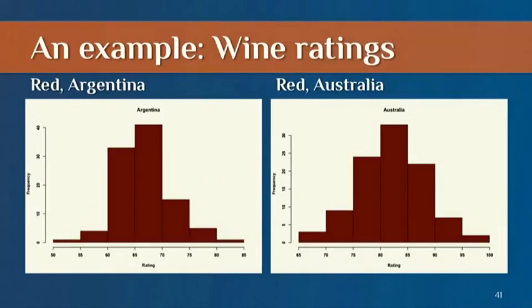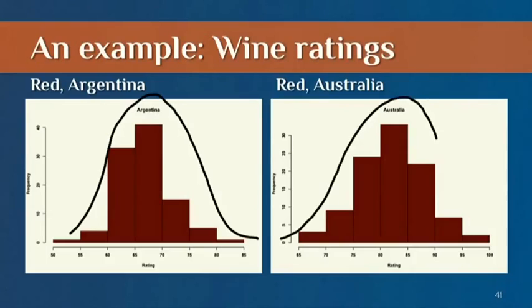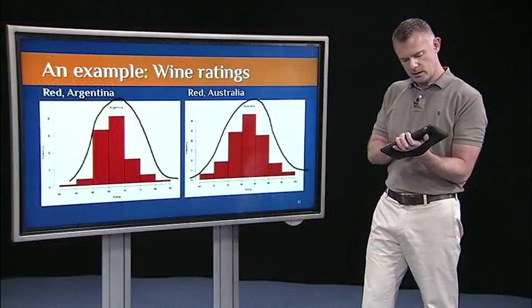So what you can see for the Argentinian red, that's the Malbec, they had a nice normal distribution. The Australian red was the Shiraz, I believe, right? That's a really nice normal distribution. Can't get much more normal than that.